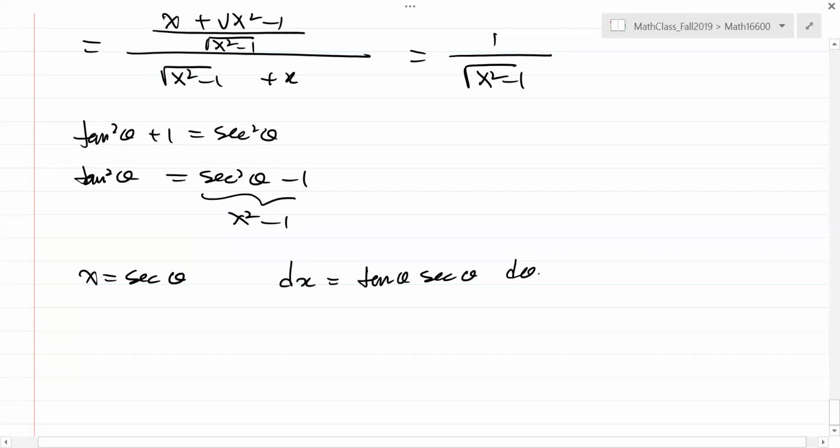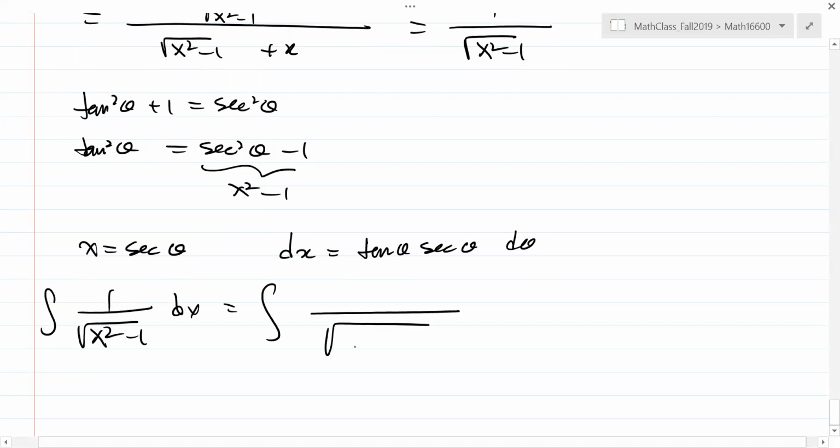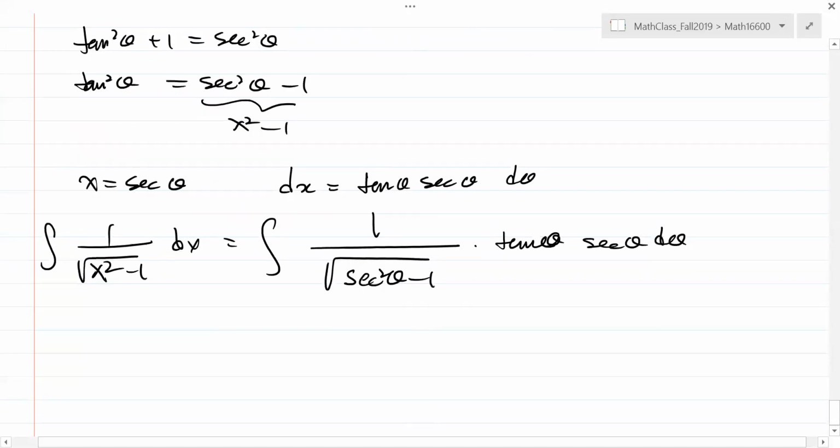Right, d theta. Okay. Yeah, because this is going to be 1 over cosine squared theta, then sine theta on the top. Yes. Okay. So the integral of this is going to be the integral of secant squared theta minus 1, and then here is tangent theta secant theta d theta. Right? And the denominator really is going to be just tangent theta.